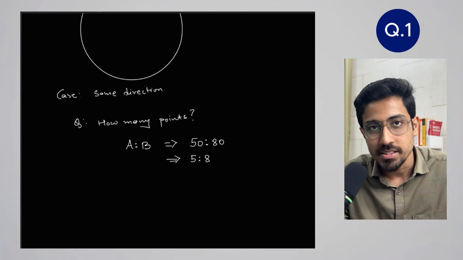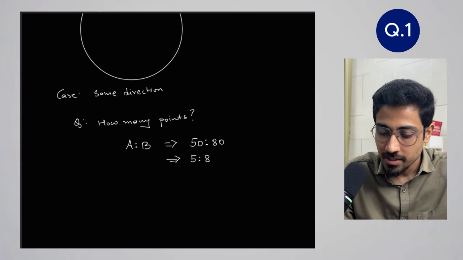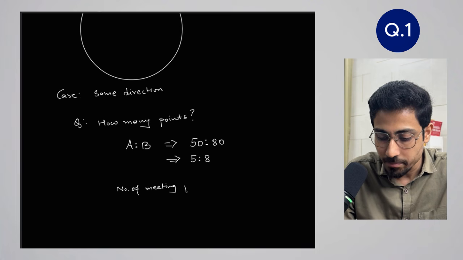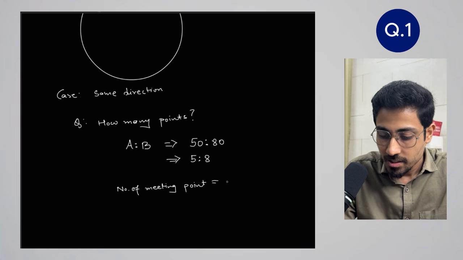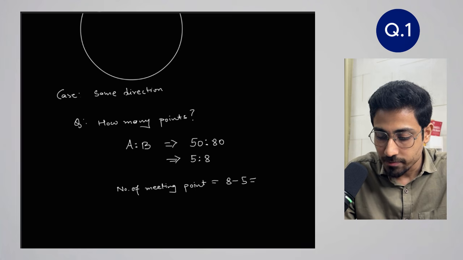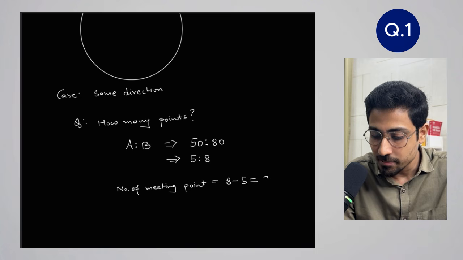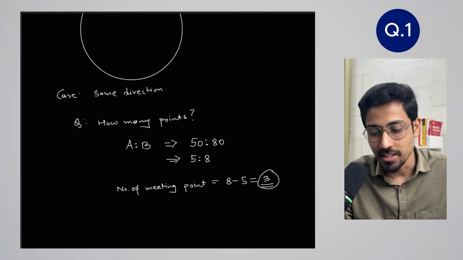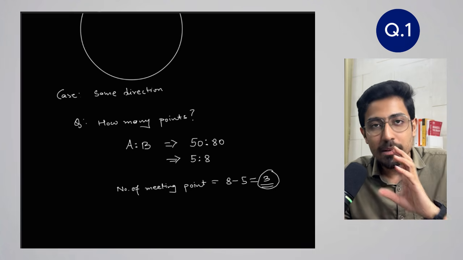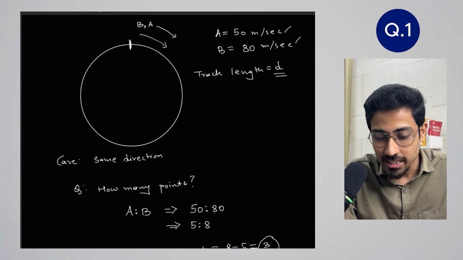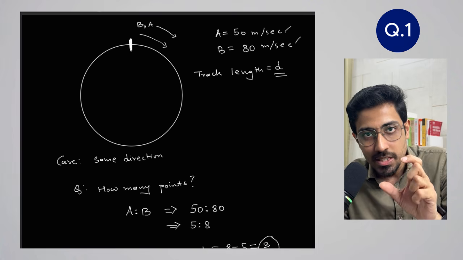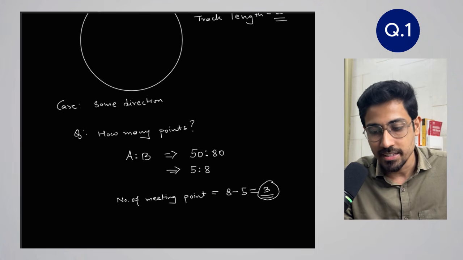How many meeting points? It's just a one line thing now. Number of meeting points in this case is 8 minus 5, which is nothing but 3. So a total of 3 meeting points in the circle. And this is valid every time, where they start from the same starting point and have run for equal time. This is always valid in the same direction.